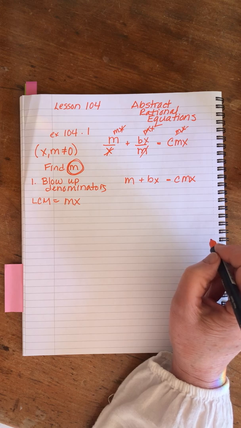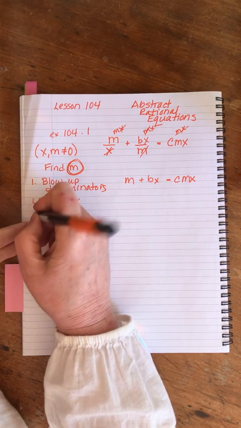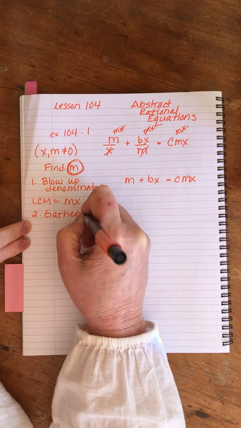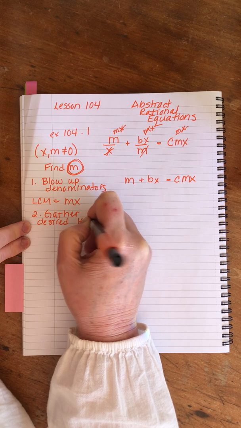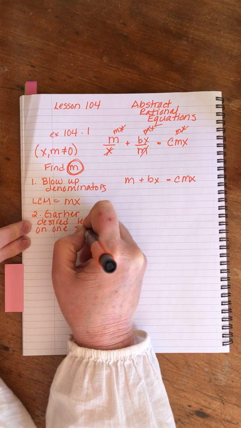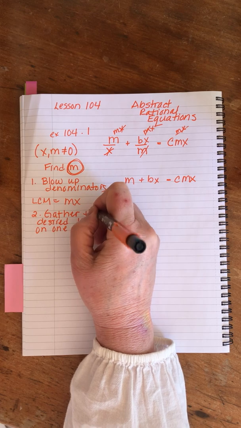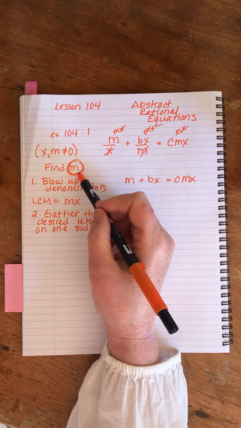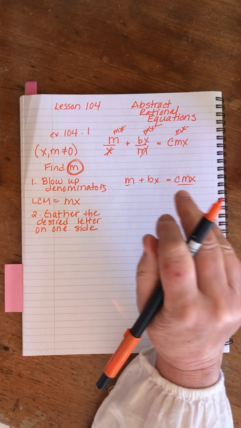Now, we are ready to, this is the way I see it. Let me write it and then I'll explain it. Gather the desired letter on one side. Our desired letter is m. That means every term that has an m in it needs to be on one side of the equal sign.